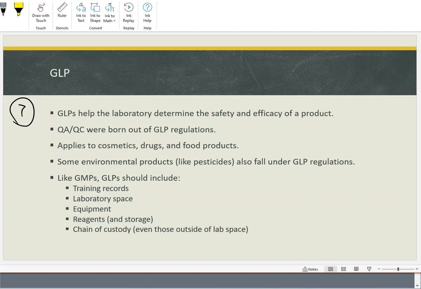GLPs are implemented for a number of reasons. The federal government wants us to have a minimal standard in a laboratory setting, and that minimal standard should help us to determine two things. One of those things is our safety, and the other one is efficacy. Those are the things that we want to pay attention to when we handle these products throughout the time.